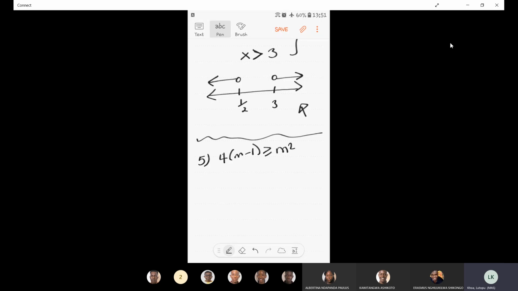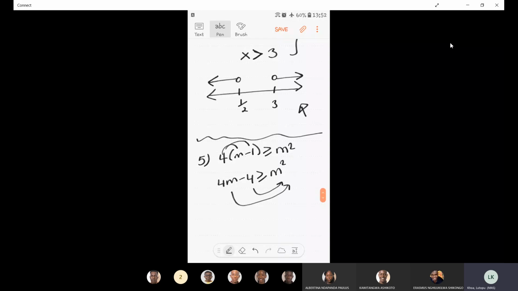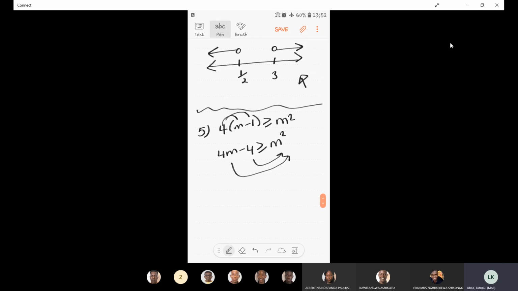So first you'll multiply out, you get 4m minus 4 is greater than or equal to m squared, and then these terms, you'll take them to that side because you want to keep the coefficient of m squared positive. If you bring m squared to the left hand side, then you will have negative m squared, and then you'll still have to divide by negative 1, and then your inequality will change directions.